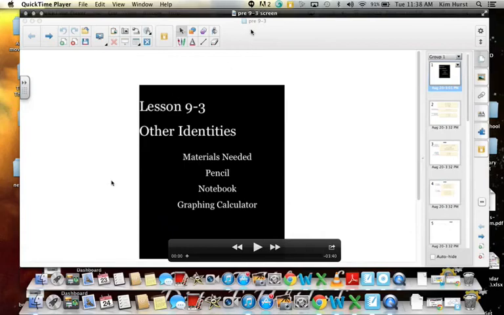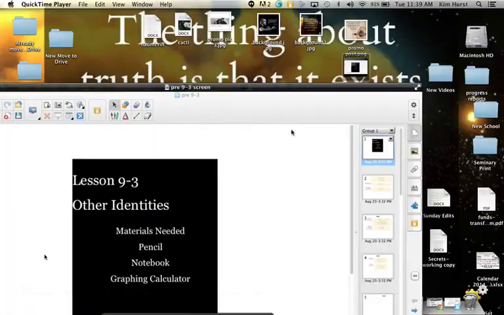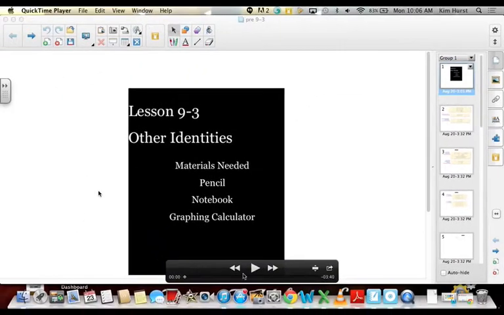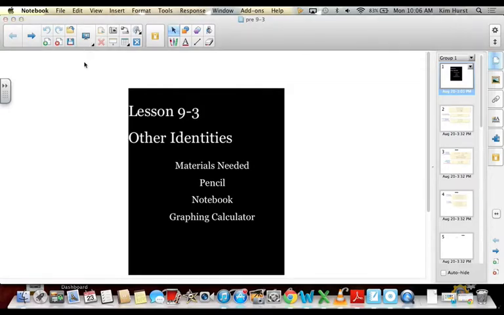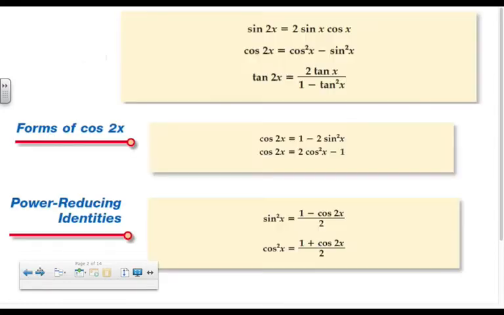This is lesson 9.3, which we're going to be studying other identities. This one encompasses a lot of different ones, so we're just going to look at them overall. Some of them you'll use, some of them you won't. You just have to go back to the ones you already know, and if you're looking for something, dig through the rules until you find something that looks like something you might use.